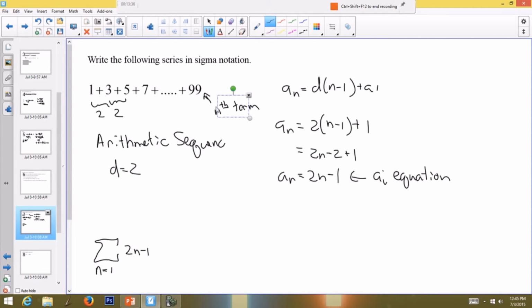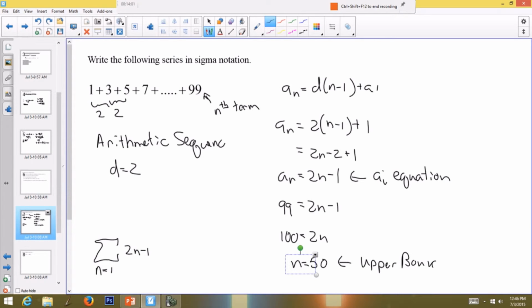So, if that's my nth term, if I plug 99 in for my nth term and solve for n, well, now I know how many terms it would take to get me to 99. So I add 1 to both sides, and I get 100 equals 2n. N equals 50, and so this is my upper bound. So I'm just going to put 50 on top, and we're going to say that is it.